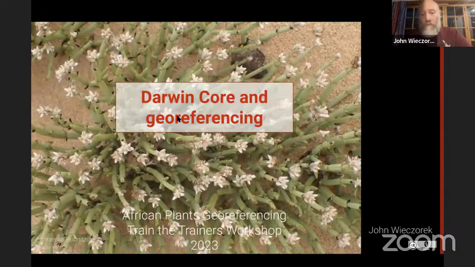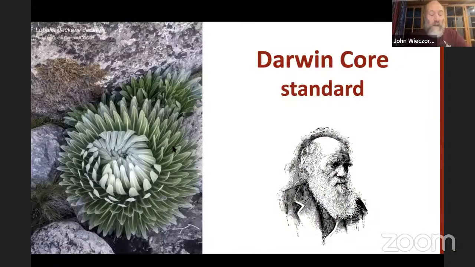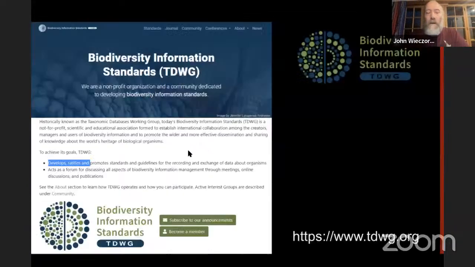So the first topic for today in this presentation that I'll be giving is Darwin Core and georeferencing. Remember that we've seen Darwin Core already in the pre-course. We even had some exercises to do with it. Just a reminder, Darwin Core is the most popular standard for sharing biodiversity data. And today we're going to be talking about how it's used specifically for georeferencing.